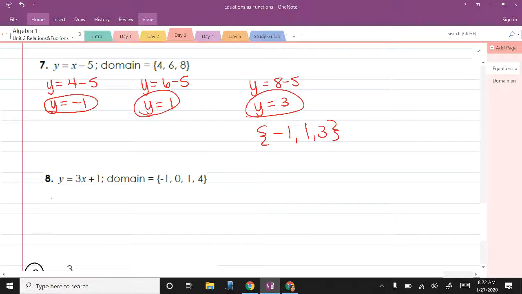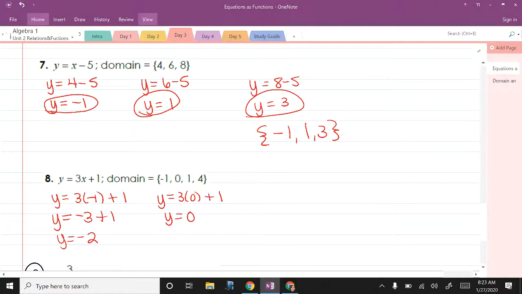Okay, so what do we plug in first for x? Y equals 3 times negative 1 plus 1, right? So we just plug them in order, negative 1 first. And then order of operations. What's 3 times negative 1? Negative 3 plus 1 is what? Negative 2. All right, then what do I plug in for x? So y equals 3 times 0 plus 1. Order of operations, I multiply first. What's 3 times 0? 0 plus 1 is what? 1. Y equals 1. Is that okay with everybody?